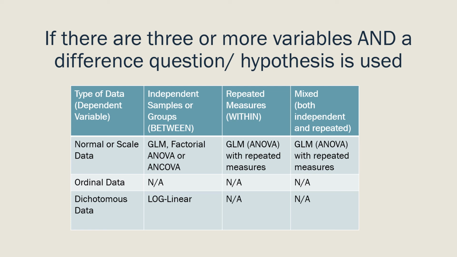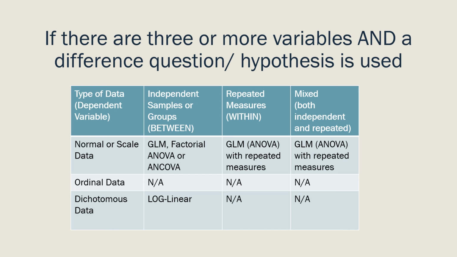As mentioned, things get more and more complicated when you have three or more variables, so that means one dependent variable and two or more independent variables. When you look at the chart, you start to notice there is NA. NA, for the purpose of this presentation, just means that there isn't a common or specific test you should be using, which is super helpful. However, this is when you're using three or more variables and a difference question.